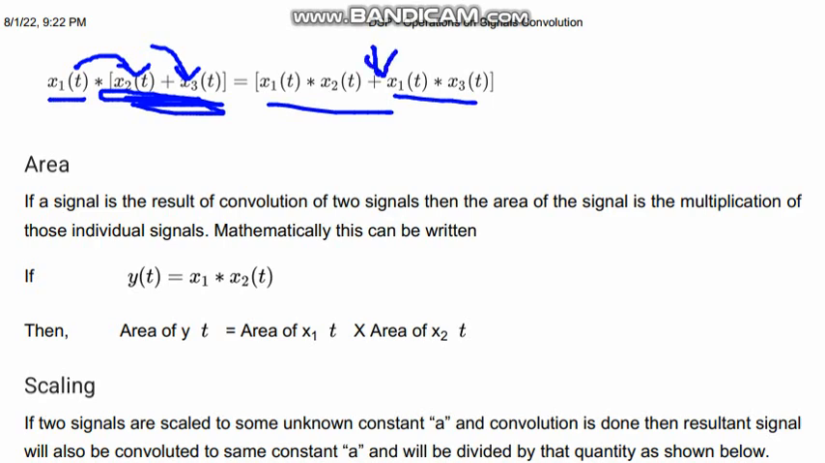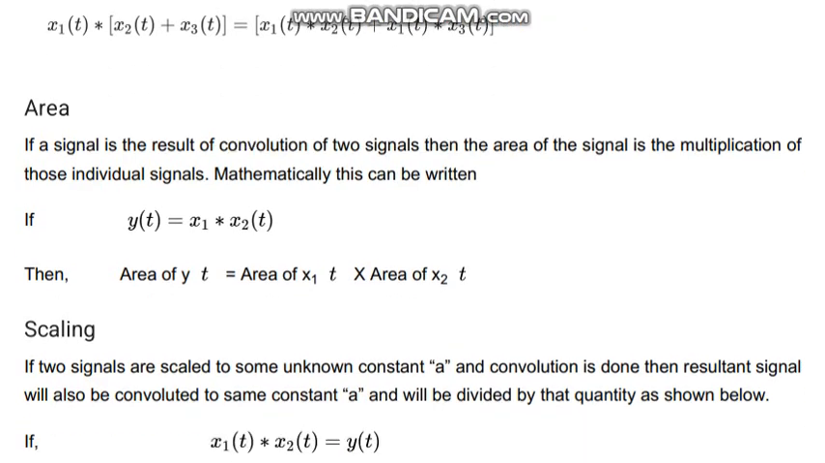There is an area property: if a signal is the result of convolution of 2 signals, then the area of the signal is the multiplication of the areas of those individual signals. As you can see, if we take the area here, that will be the multiplication of those areas. Okay, so that is another convolution property.